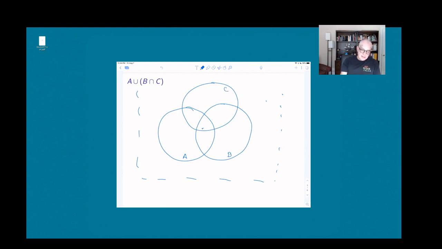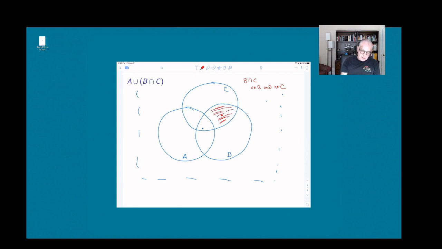So if you're in B intersect C, that means you have to be in both B and C. But there's no condition from A. So if you're here, you're in B, but you're not in C. So that's no good. And if you're here, you're in C, but you're not in B. So that's no good. But if you're here, you're in both B and C. So these points here are okay. They're in B intersect C.